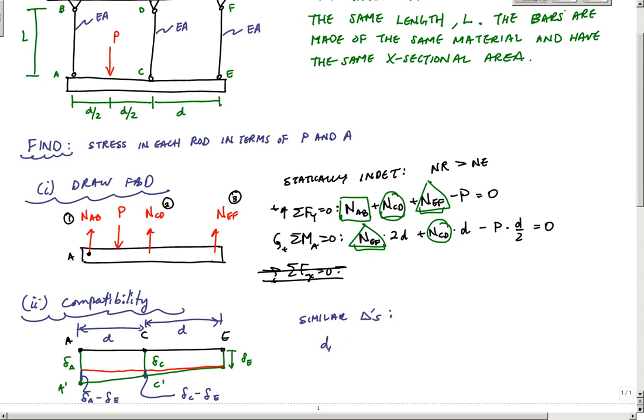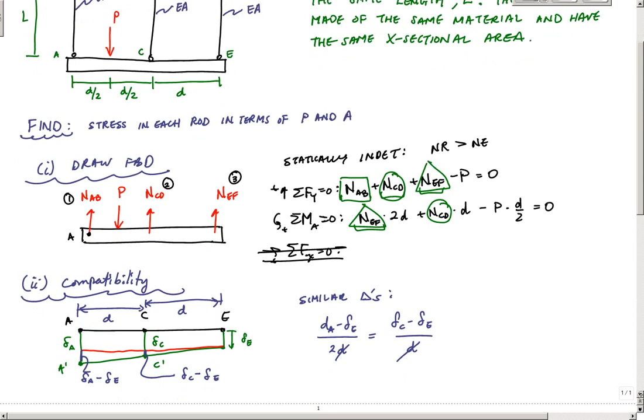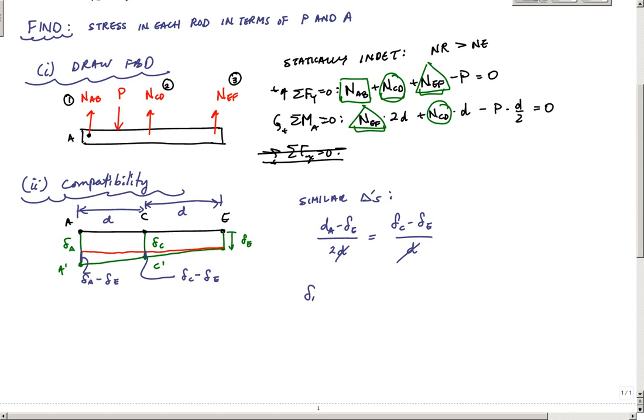From similar triangles, I have delta A minus delta E over 2D is equal to delta C minus delta E over D. And the D's cancel out. If I just multiply this across, I have delta A minus delta E is equal to 2 times delta C minus 2 times delta E. I'm going to add that delta E over there. I have delta A is equal to 2 delta C minus delta E.